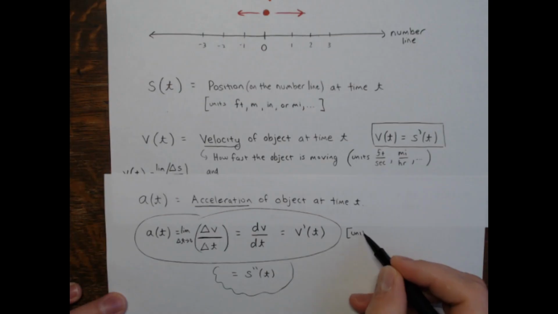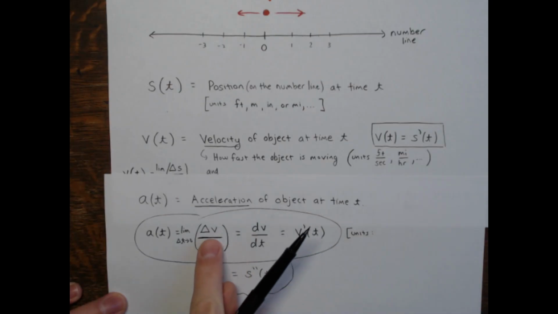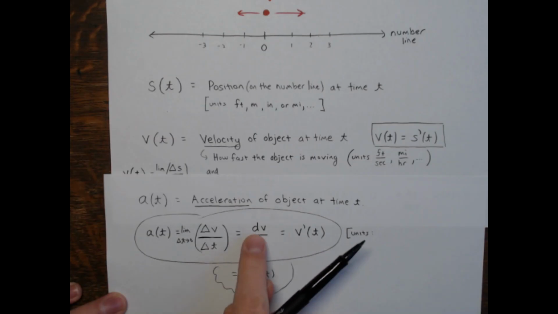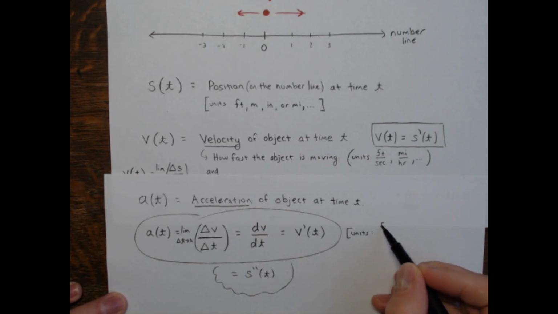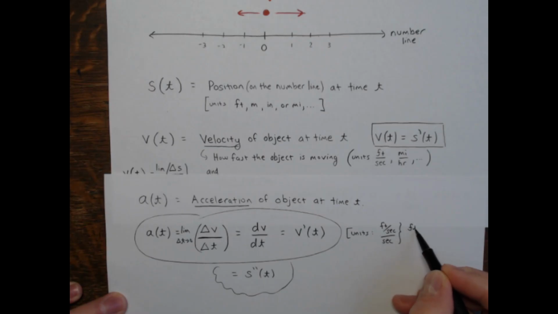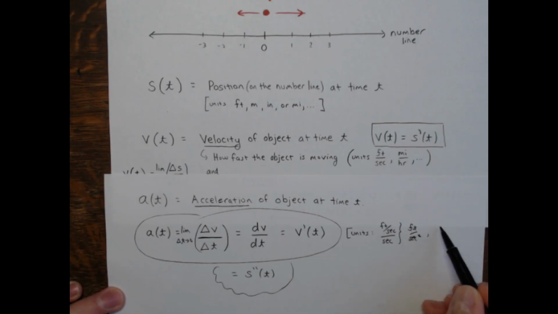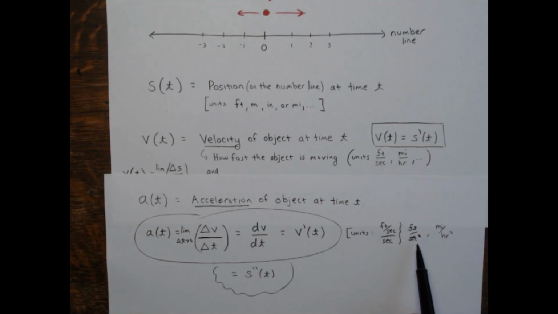Now the units on acceleration: it's a change in velocity, so you have velocity units in the numerator over a change in time. So it's like feet per second in the numerator, per second again. But instead of writing all that, typically it's feet per second squared, because you have the second in the denominator again, second squared. I could have miles per hour squared, right? So whatever the time unit is has this square on it when you're writing acceleration units.